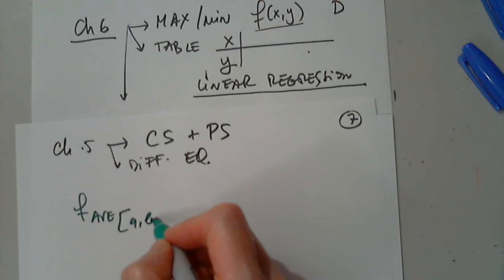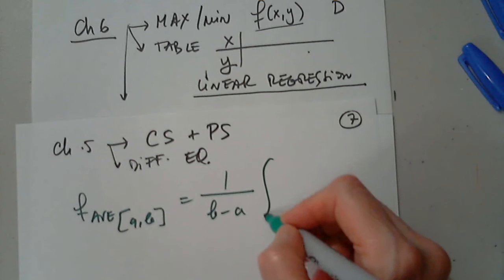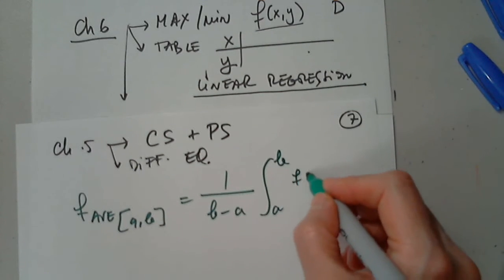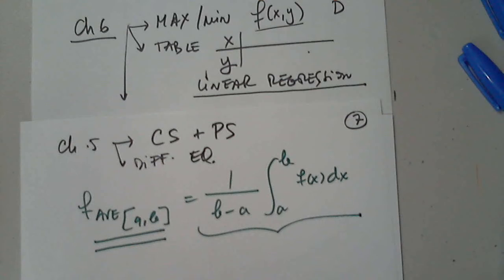The average value of a function between a and b, on the interval a to b, is 1 over b minus a, times the integral from a to b of f of x dx. I have to find this integral, and that would be the function's average value on the given interval. So there is nothing else. We haven't looked at anything else in 4.4.